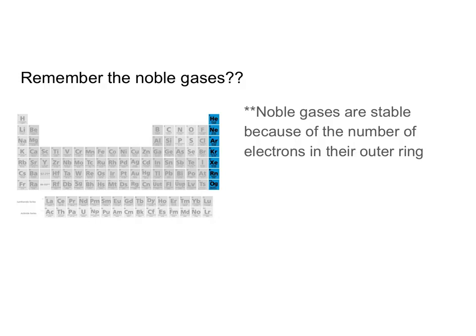And one thing to note is that our outer shell will hold 2 for helium, but for these other ones, our outer shell will hold 8 electrons.